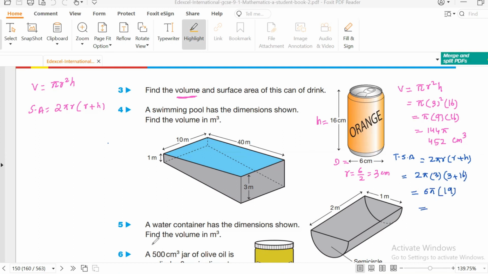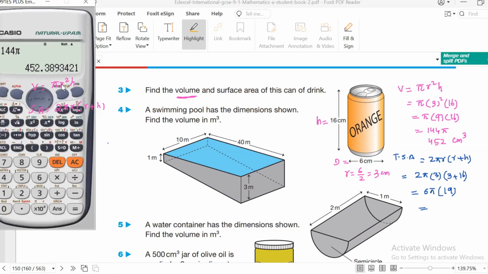We can check in calculator as well. 19 multiply 6 multiply shift pi. That gives us 114 pi or 358. So to three significant figures we will write 358 centimeter square. I hope it is clear.